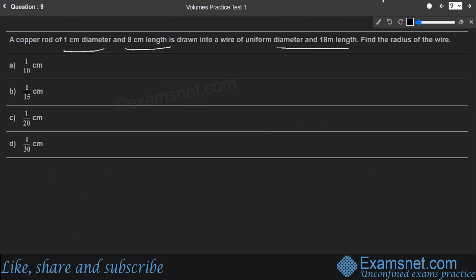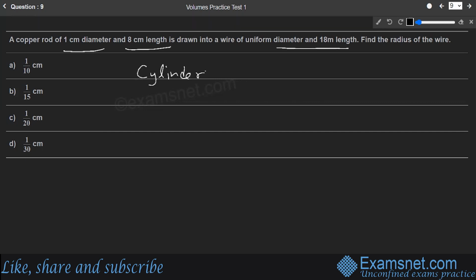Okay, there was a copper rod, 1 centimeter was the diameter of it, and 8 centimeter was the length of it. It has been drawn into a wire of uniform diameter and 18-meter length. So the wire is of the form of a cylinder. So what is the volume of that cylinder?